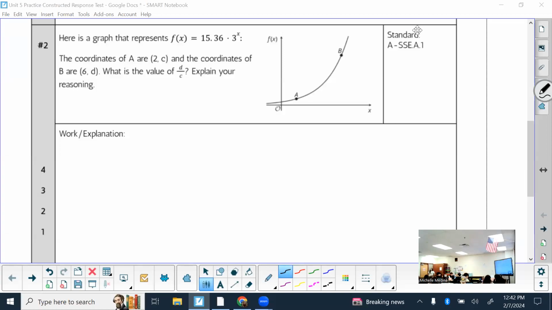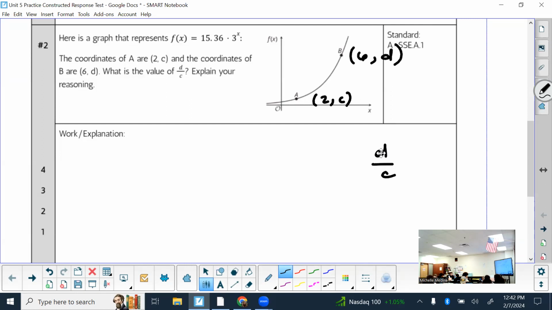So number 2 on the constructed response. You are given an equation and a graph. The equation is very helpful, the graph a little bit helpful. The information says that the coordinates of A are (2, C), and the coordinates of B are (6, D). And what is the value of D over C?